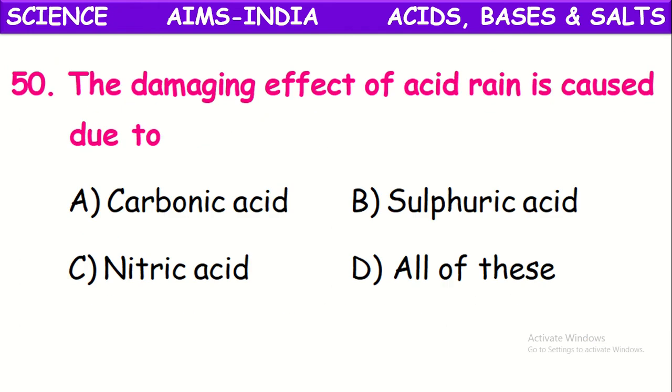Next, the damaging effect of acid rain is caused due to certain acids. Generally, some factories and industries and even vehicles produce harmful gases like sulfur dioxide, nitrogen dioxide, and even carbon dioxide. These will dissolve into rainwater and form their respective acids. Sulfur dioxide dissolved into water forms sulfuric acid. Carbon dioxide dissolved into water forms carbonic acid. Nitrogen dioxide dissolves into water and forms nitric acid. So these acids cause acid rain. These all will be the correct answer.